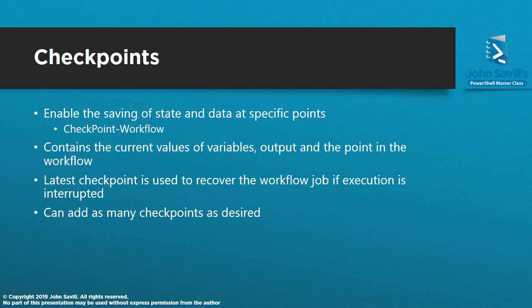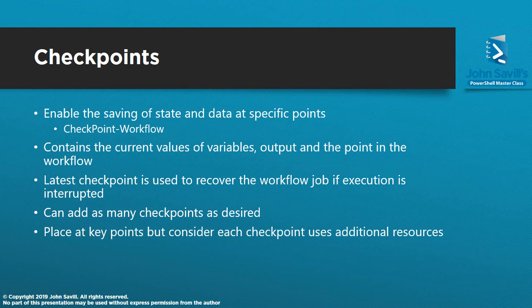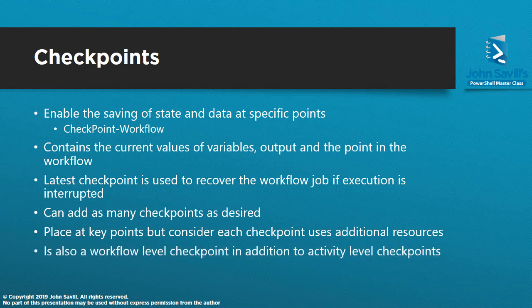And I can add as many checkpoints as I want. But what I would really think about doing is I would place a checkpoint at key points within the script. Anytime the workflow has maybe done some piece of work, or was about to do some piece of work, and I have state, I would checkpoint there. So if there's a problem, I can resume from it. There is also a workflow level checkpoint in addition to activity level checkpoints. So I have these different levels of ability to resume from various problems.